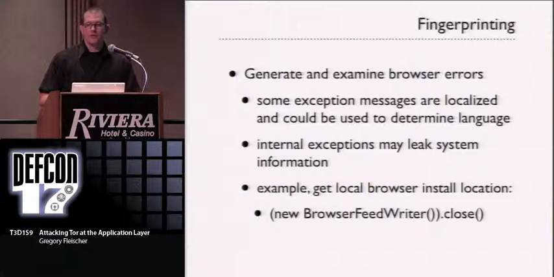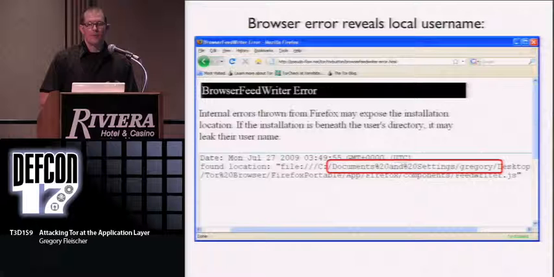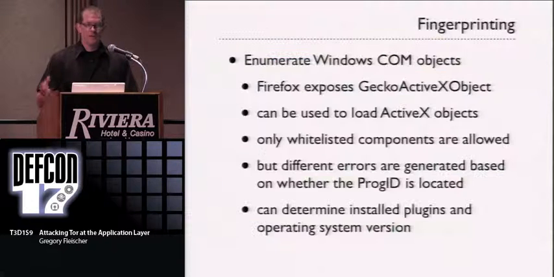Additionally, we can look for internal exceptions, generate errors in the Firefox code. Here's a pretty good example. This browser feed writer has a problem where if you create it without calling a method and then close it, it generates this exception message, and it actually leaks your installation location. I mean, normally that's probably no big deal if you have it just installed in the normal location. But if you have Tor browser bundle installed and you put that underneath on your desktop, this will reveal your username. And this can happen in Linux and Mac OS X as well.